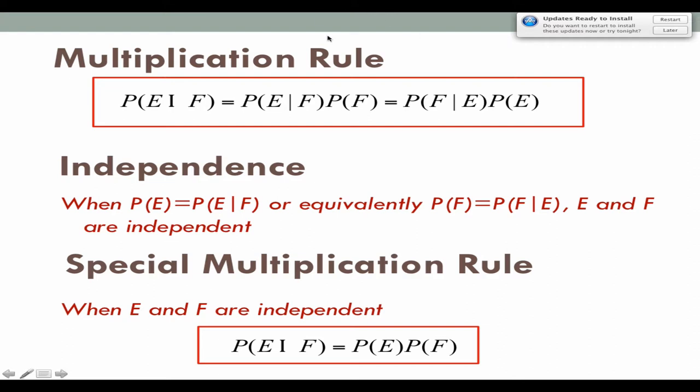For the multiplication rule, if we introduce the idea of independence, we could simplify it. What's the independence between two events? We define independence as: if the probability of E equals the conditional probability of E given F, then E and F are independent. Or equally, if P(F) equals P(F given E), then E and F are independent. So using this independence rule, we can simplify the multiplication rule. That is, if E and F are independent, then the probability of E intersect F is P(E) times P(F). Is that okay?